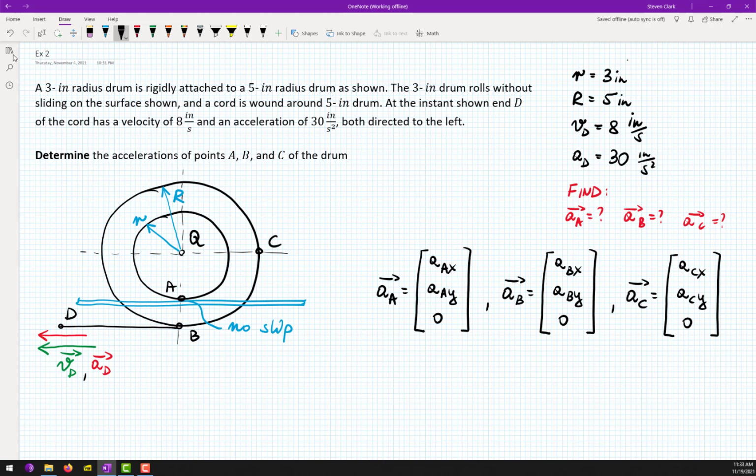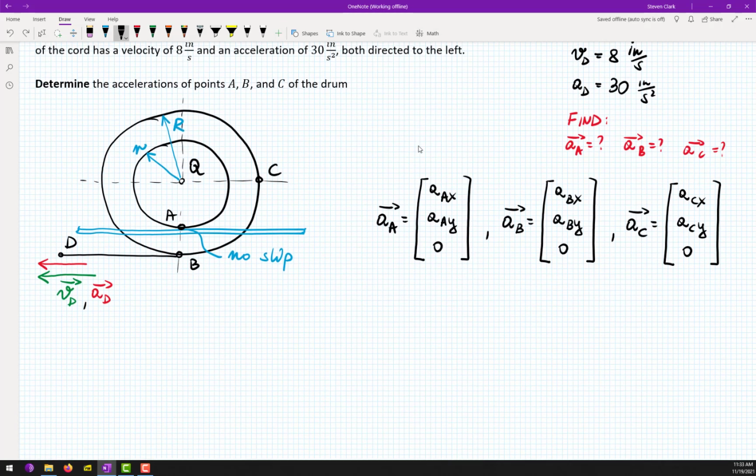We know the geometry of the system. We know that the velocity is 8 inches per second, and the acceleration of point D is 30 inches per second squared. They asked us to find accelerations of points A, B, and C.